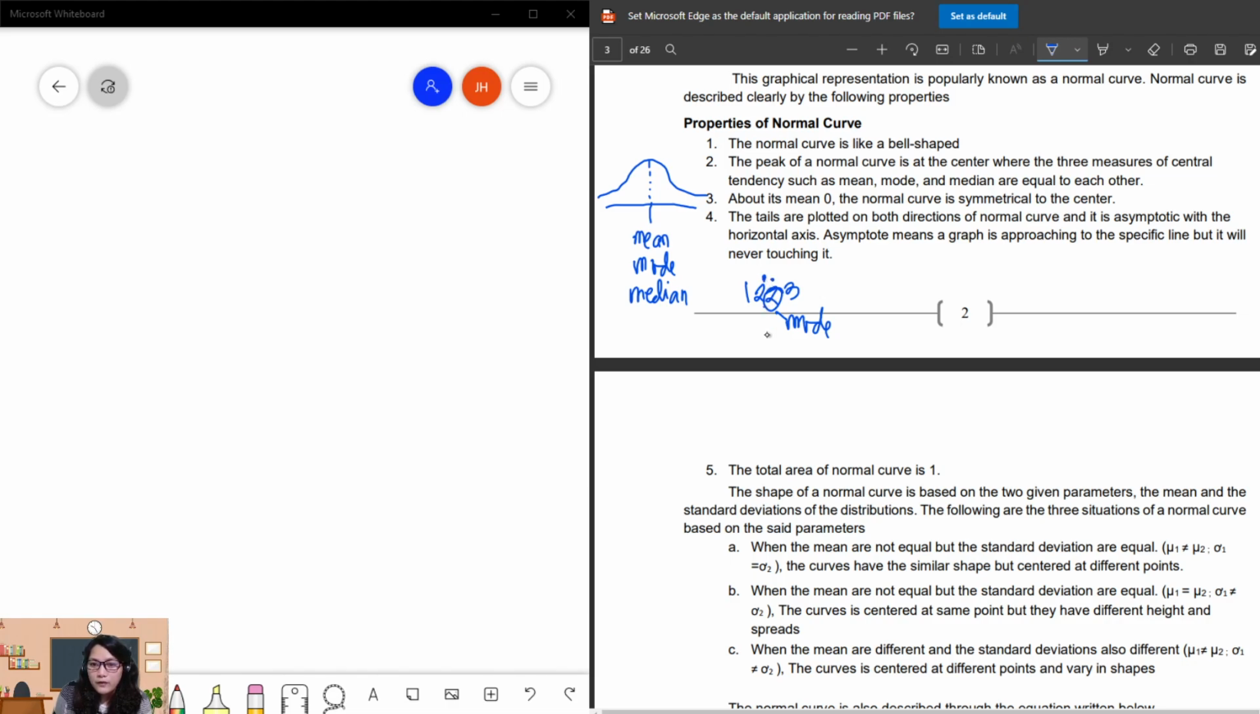2 plus 2, that is 4, divided by 2, so the median is 2. So remember that you cannot get the median if you're not going to arrange it from lowest to greatest or greatest to lowest, vice versa.